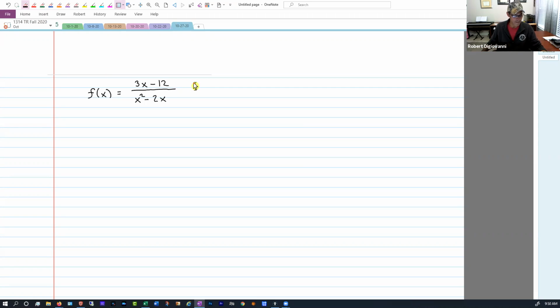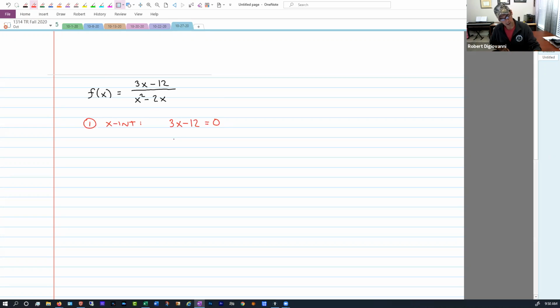That's funny. Okay, so we realize it's a rational function. And so I go to the first step, which is to find the x-intercepts. To find the x-intercepts, what we do is we set the numerator equal to 0. So I'm going to set 3x minus 12 equal to 0. For this particular problem, that's just a linear equation. So we solve it the way we know how to solve linear equations.